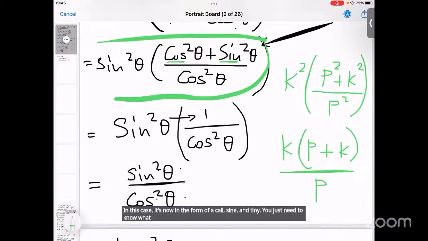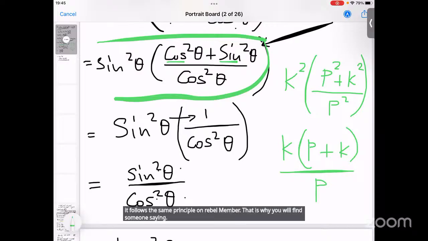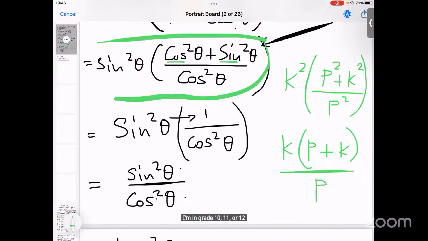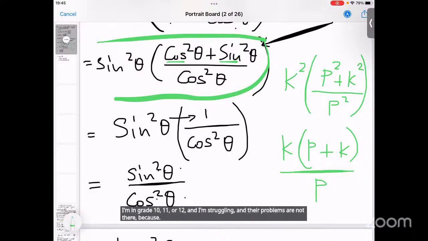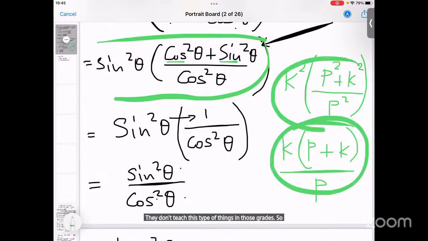And then in terms of the working, it follows the same principle, honorable member. That is why you will find someone saying, I'm in grade 10, 11, or 12, and I'm struggling, and their problems are not there because they don't teach this type of thing in those grades. So that's why you will always be lost.